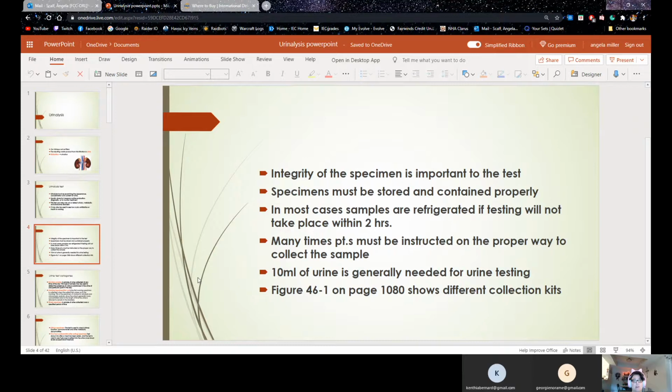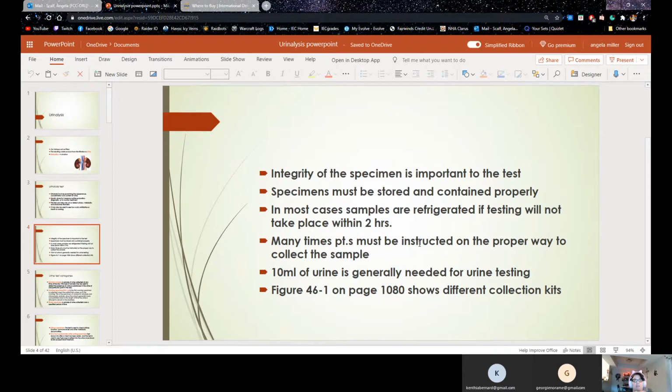And then remember that urine has to be kept in the proper conditions, and we're going to talk about that. In most cases, samples are refrigerated if you're not going to be able to test the urine right away. You should refrigerate it as soon as possible, and it can stay there for a few hours. Many times patients will need to be told how to do a proper urine specimen, and this is something we're going to cover.